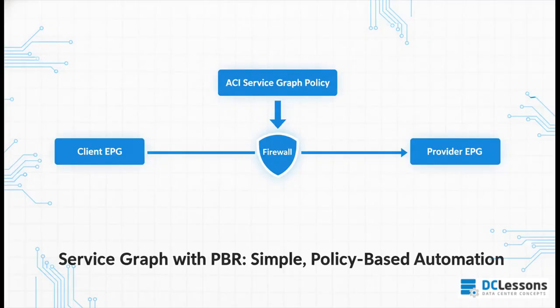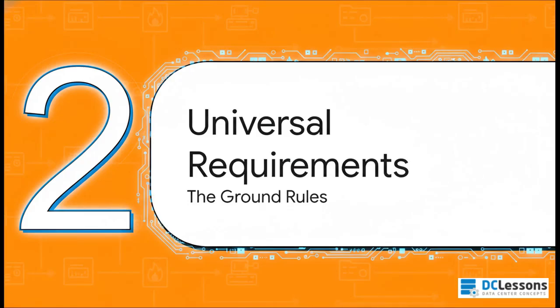And this is exactly where ACI completely changes the game. Instead of all that manual configuration, Service Graph with PBR gives you a simple, policy-based model. You just define what you want to happen. Traffic goes from this client EPG through this firewall to that web EPG, and ACI handles all the complex traffic redirection for you, behind the scenes. It makes adding or changing services incredibly fast and way less prone to human error. So now we know why we want to use it, let's get into the how.